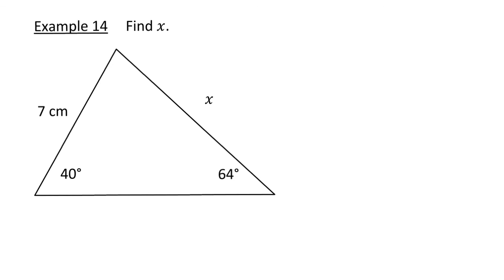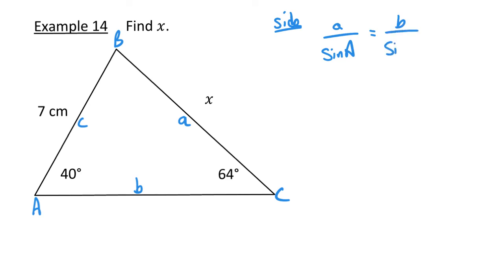So example 14, we've got this triangle. I'm going to first of all label the sides. I'm just going to label the angles A, B and C. So the side x is small a, the base is small b, and the 7 centimetres is going to be small c. So what we're doing is we're trying to find a side, so we're going to have the sides on top. So it's a over sine capital A equals b over sine capital B equals c over sine capital C.